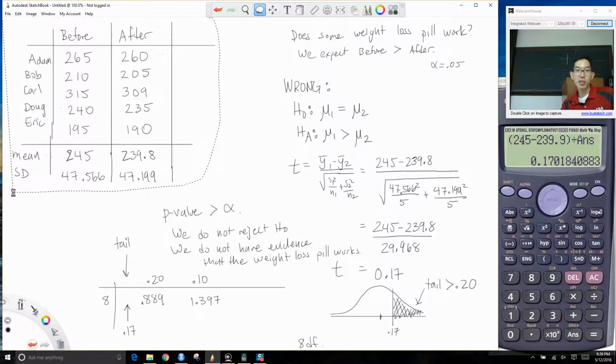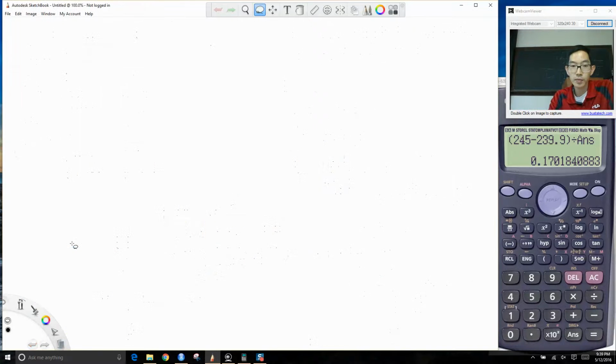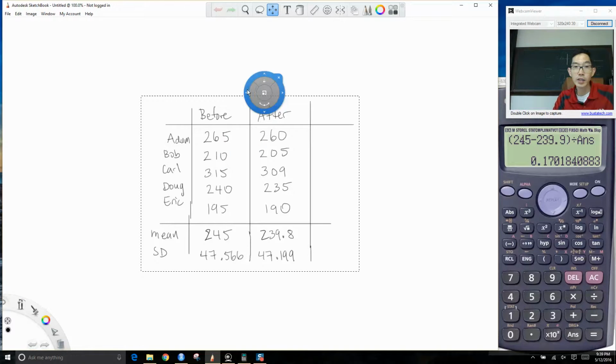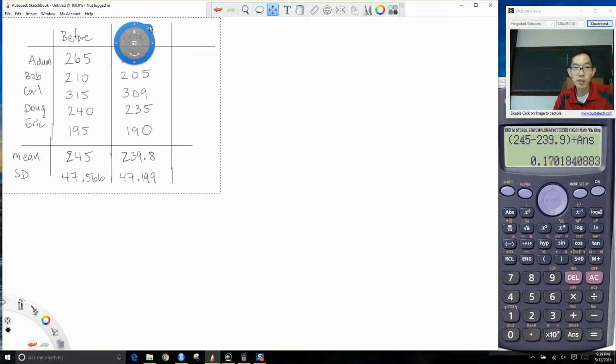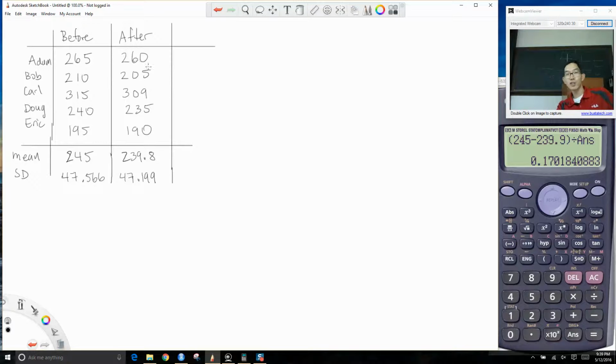Here we have to take into account everyone's original starting weight, okay? And so what's going on here is that if we look at each individual person, does it look like the weight loss pill is working? Adam lost 5 pounds, Bob lost 5 pounds, Carl lost 6, Doug lost 5, and Eric lost 5 pounds. Okay, so it seems like this pill kind of works in helping people lose weight. Maybe only 5 or 6 pounds, but that still seems to be working, okay?